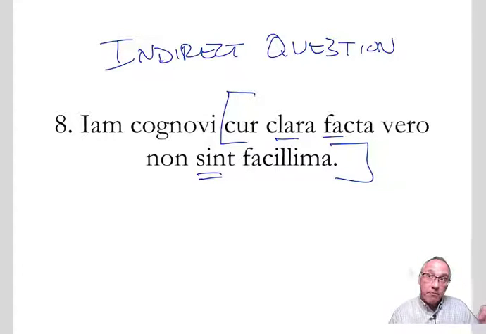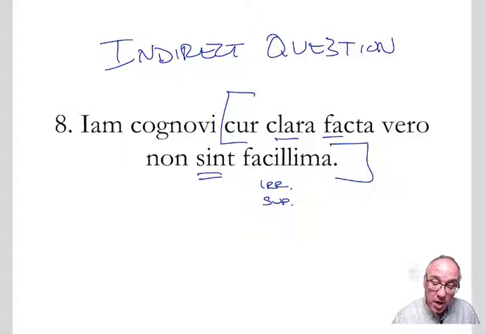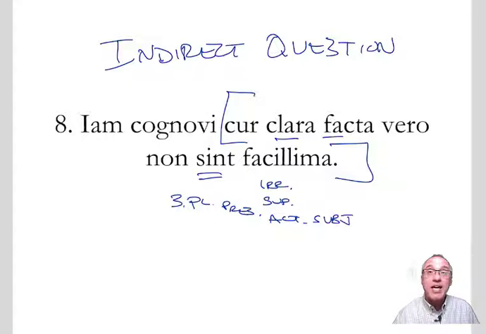Notice this is that irregular form of the superlative degree. We've got a couple things there. Irregular form of the superlative. And then we have the third plural present active subjunctive in the indirect question.